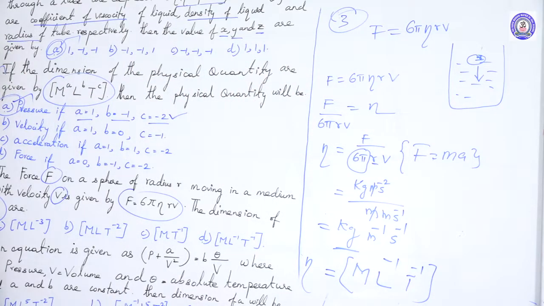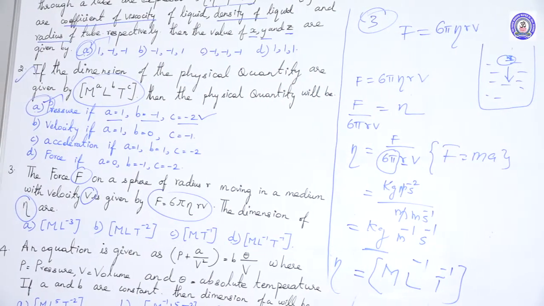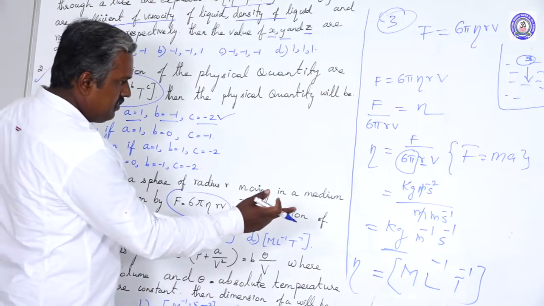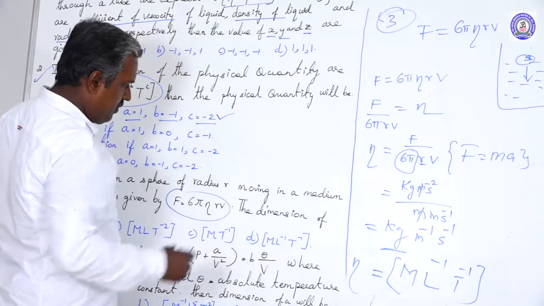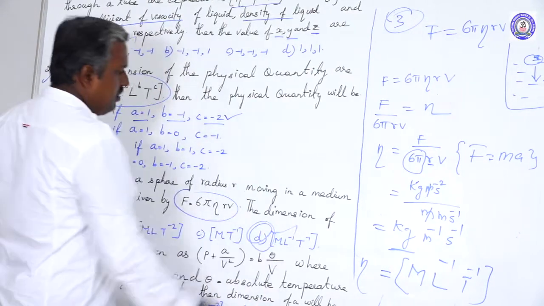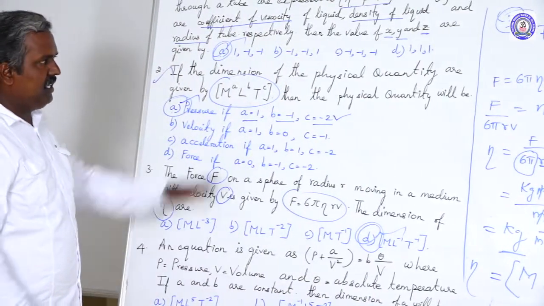So the option is M L power minus 1, T power minus 1, or M power 1, no problem. So the answer is the last option, the fourth option. Clear?